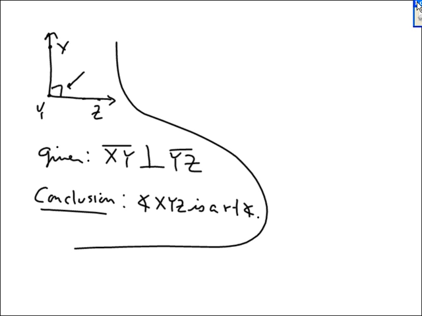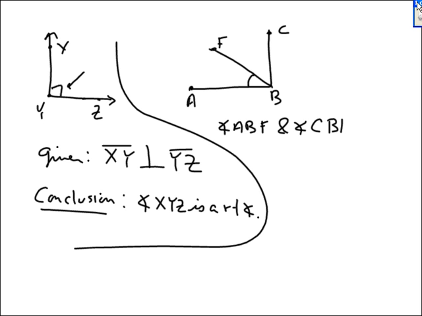Okay. Let's get another one down. Suppose you are given this picture, A, B, C, and point F. And you're told that angle ABF, this angle right here, and angle CBF, that angle right there, are complementary. This is a given. What would your conclusion be? What information do you get from this?